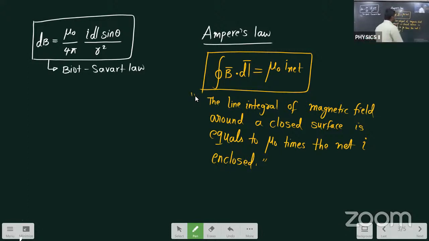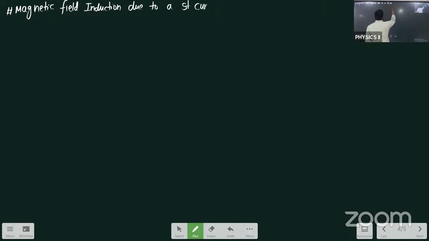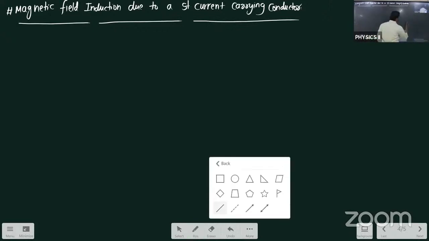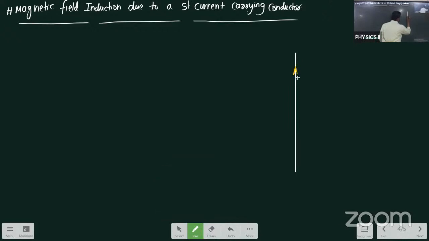So this was the statement we discussed regarding Ampere's law, and we were doing the application based on this Ampere's law. So let us continue yesterday's class. See here, what was the application we were trying to do? Magnetic field induction due to a straight current carrying conductor. So let us consider a straight current carrying conductor. This is a straight conductor through which some current I is flowing.